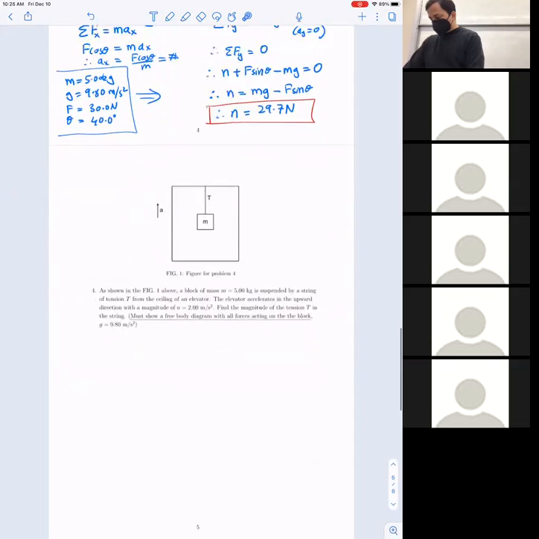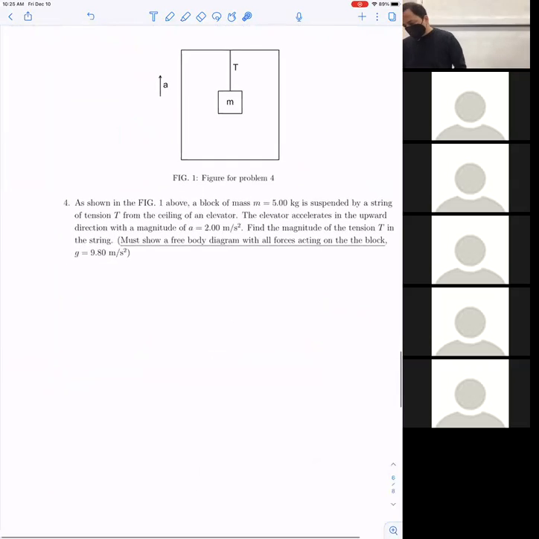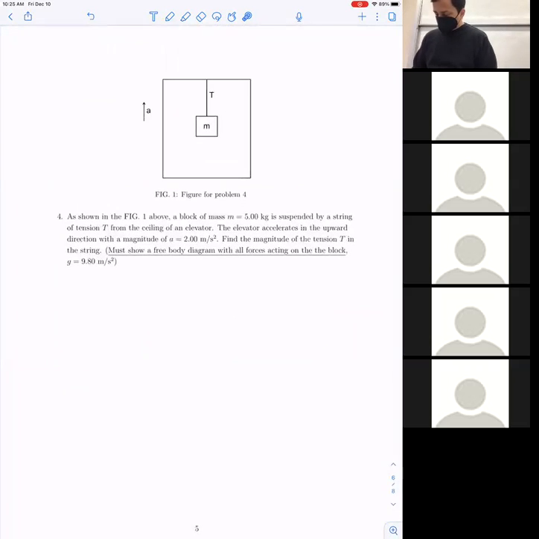All right, let's look at this one. Here, we are told that a block of mass 5 kilograms is suspended by a string of tension T from the ceiling of an elevator. The elevator accelerates upward with an acceleration of 2 meters per second squared. So the whole elevator is accelerating upward, with A equaling 2 meters per second squared. What is the magnitude of the tension in the string?